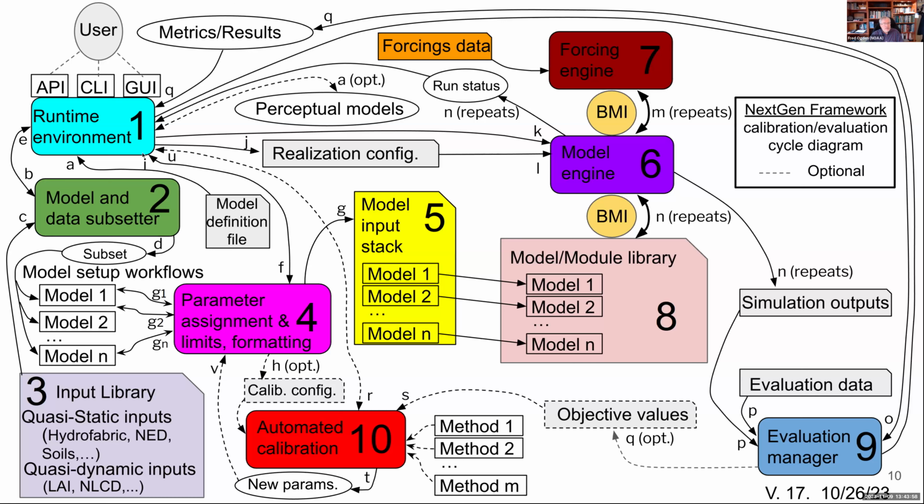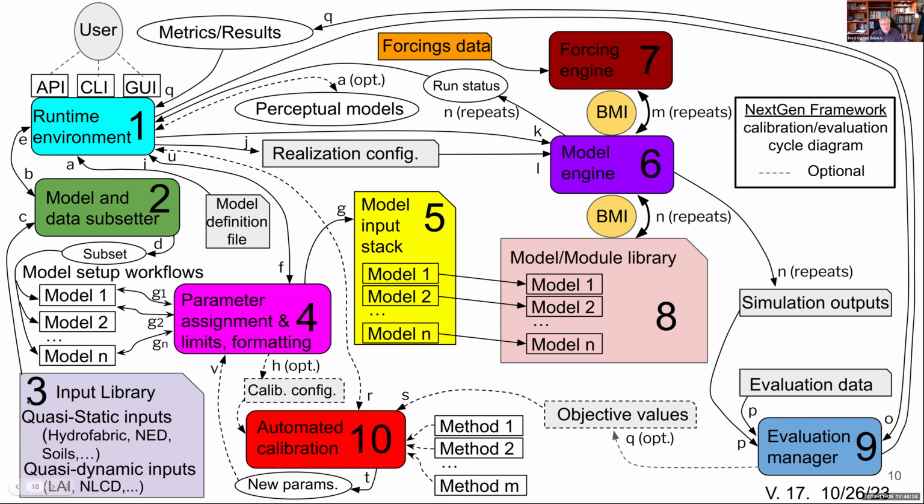So if you look at lowercase a here, the first thing the runtime environment does after it knows what the user wants to do is it reads a model definition file. And I'll talk a little bit about what kind of information that file needs to contain in a moment. Because it needs to know which models it has available to it in the framework. Once it knows that, it calls this thing that we call a model and data subsetter.